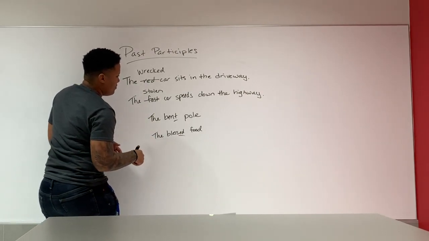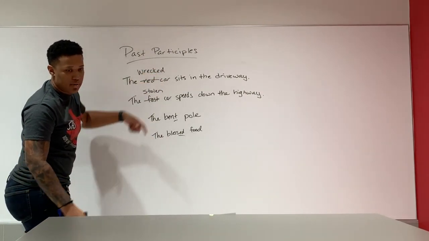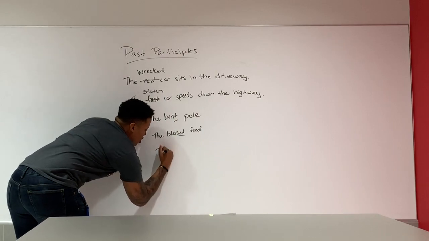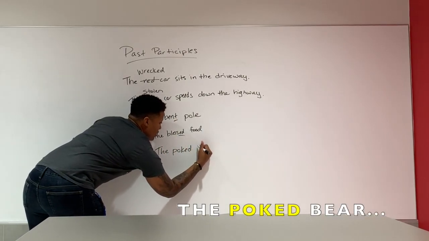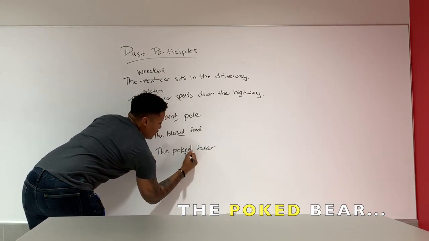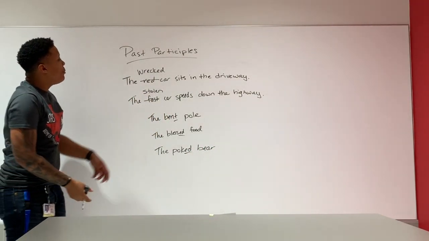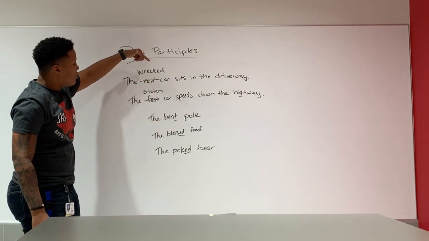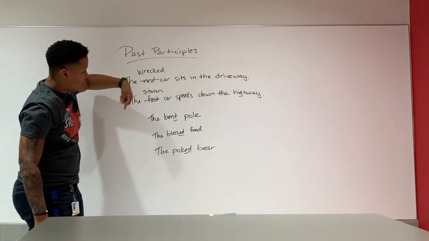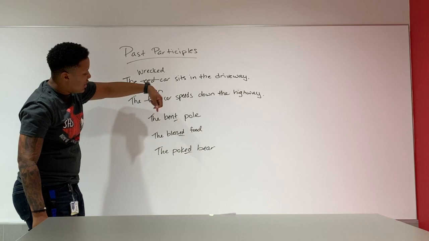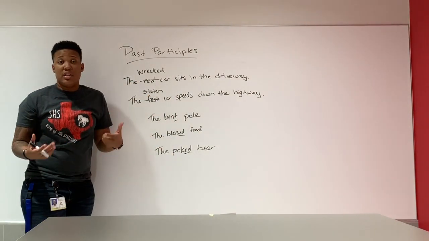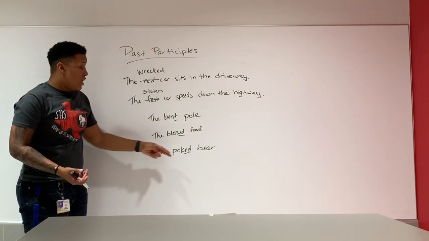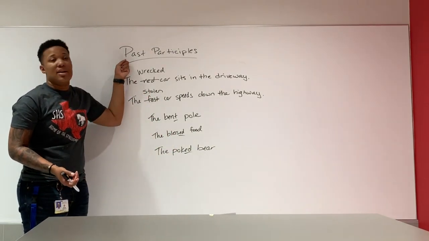You could say stolen car, wrecked would be there. You could also say like the poked bear, which I don't recommend. You should not poke bears. And that comes from poke. So past participles, you can see wrecked, stolen, which comes from steal. You have bent, which comes from bend. Blessed, which comes from bless. Poked, which comes from poke. But all of these are functioning as adjectives to describe something, and all of these things have already happened, which makes it past tense.